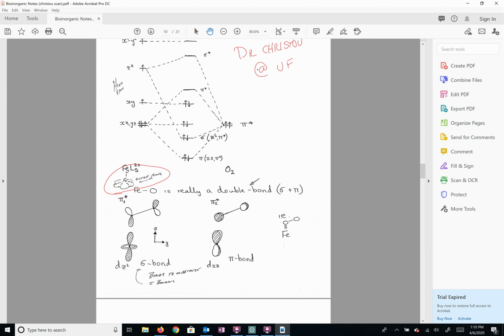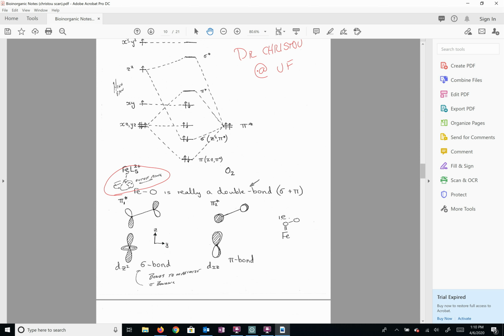But the important point that I wanted to make is that there is both an electronic and a steric argument as to how oxygen binds to a hemoglobin center, okay? The shape of things is important. Now, you guys already knew that, otherwise I wouldn't have spent all this time talking to you about geometries and MO diagrams and all this other kind of stuff, okay?